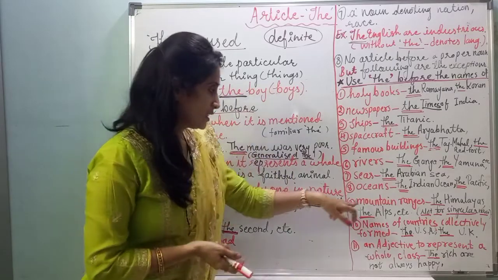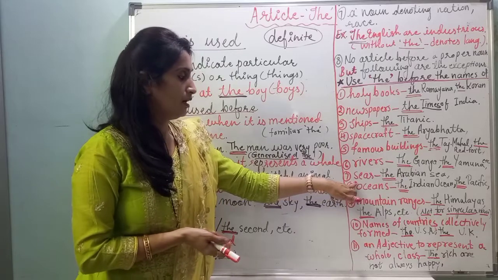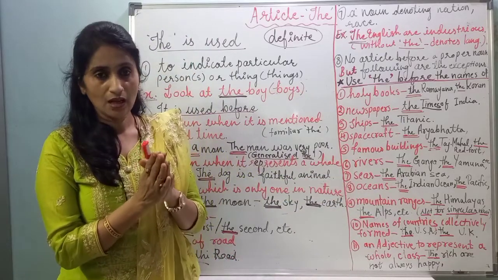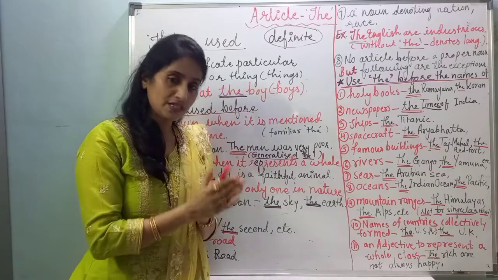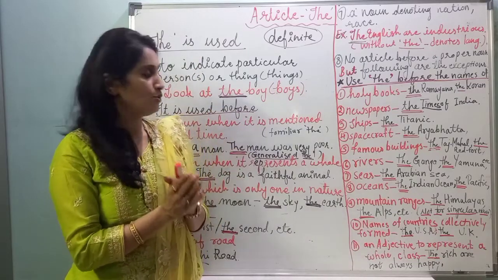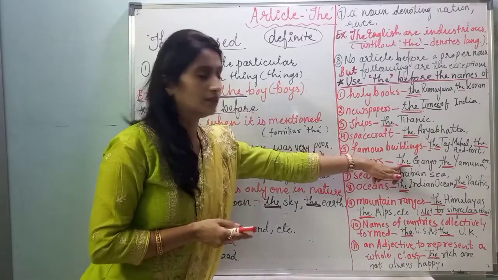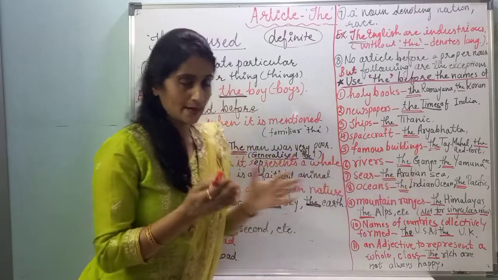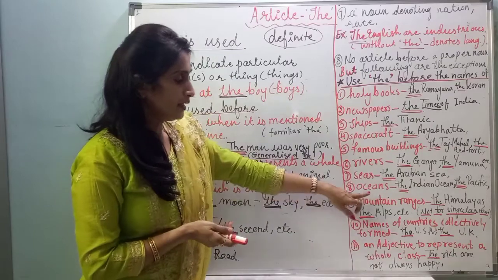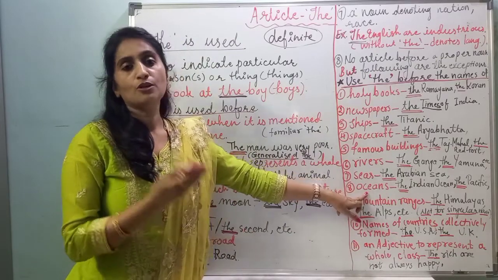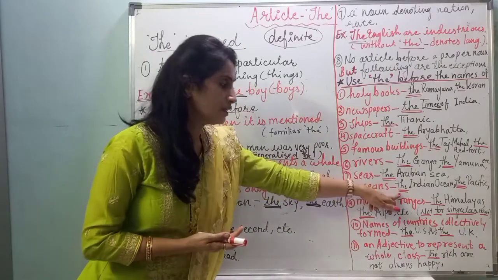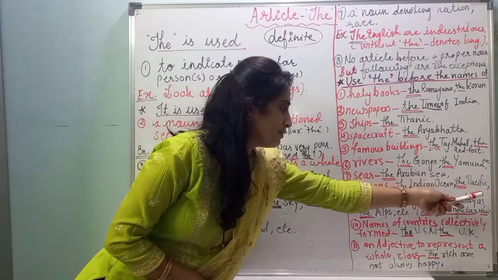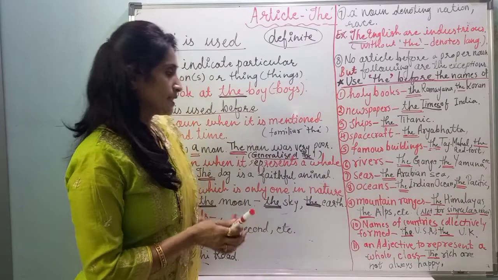Fine then? See here. Then, seas. If you are talking about seas, before the names of seas also, you should make use of the article the. Okay? See here. The Arabian Sea, for example. Then, before the names of the oceans, you should make use of the article the. For example, the Indian Ocean, the Pacific Ocean, like this.